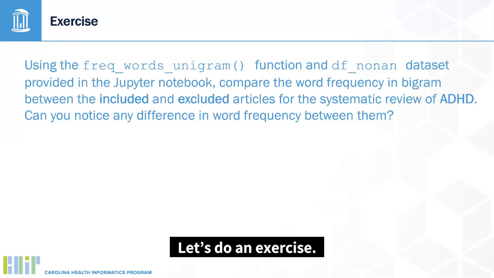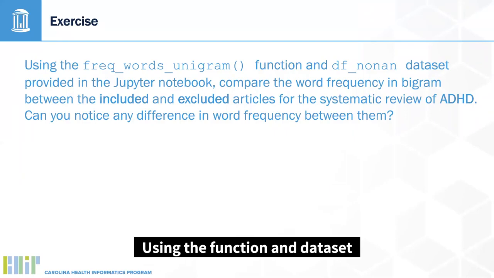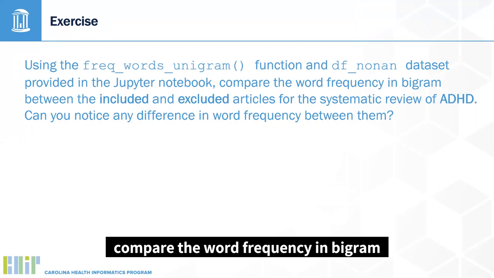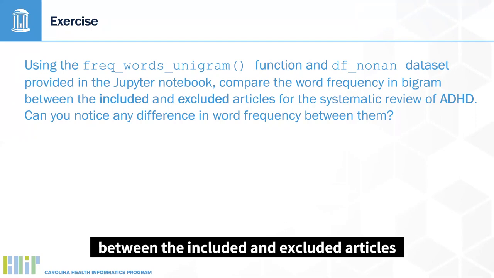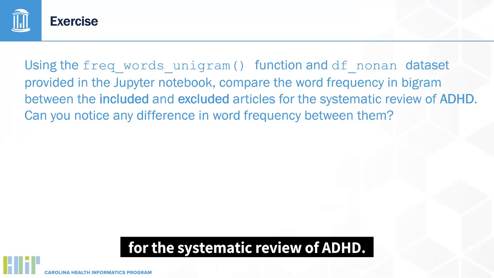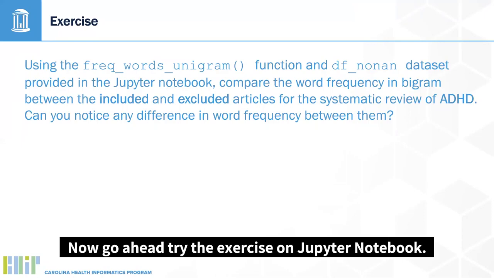All right, let's do an exercise. Using the function and dataset provided in Jupyter Notebook, compare the word frequency in bigram between the included and excluded articles for the systematic review of ADHD. Can you notice any difference in word frequency between them? Now, go ahead, try the exercise on Jupyter Notebook.